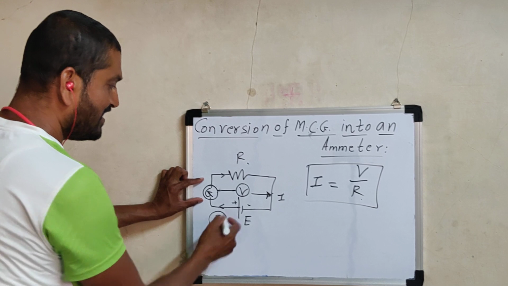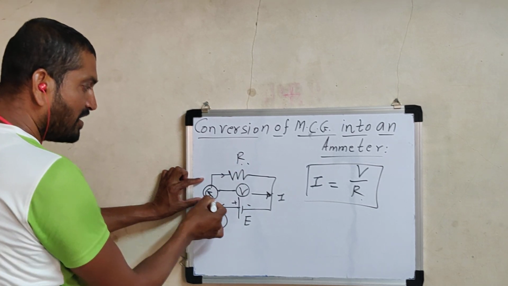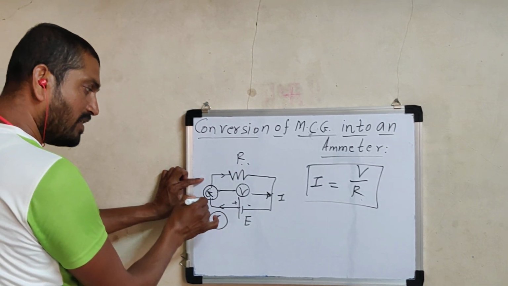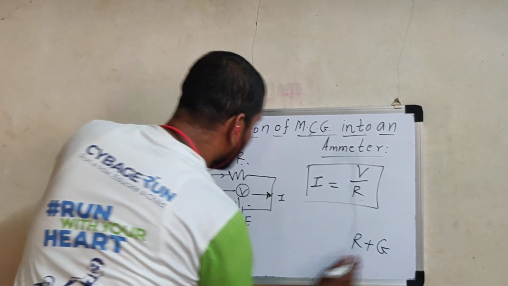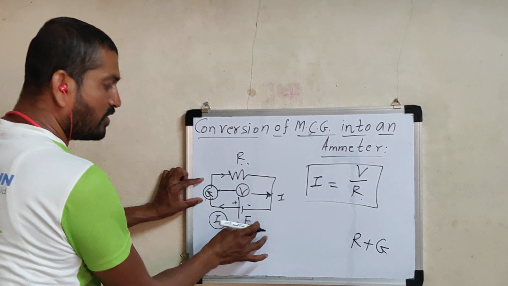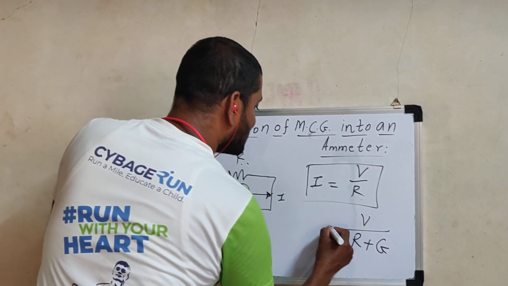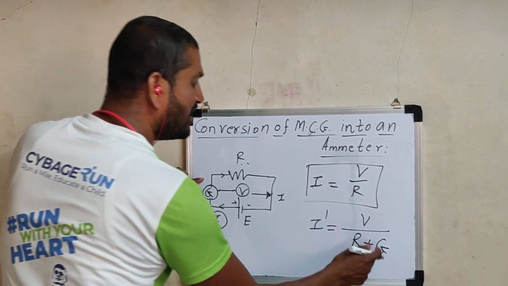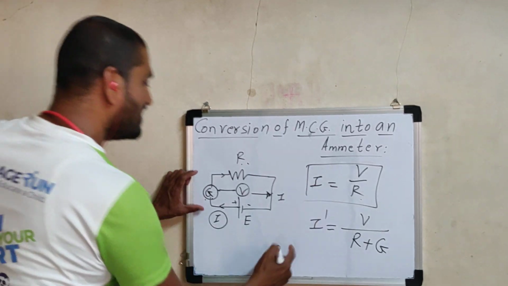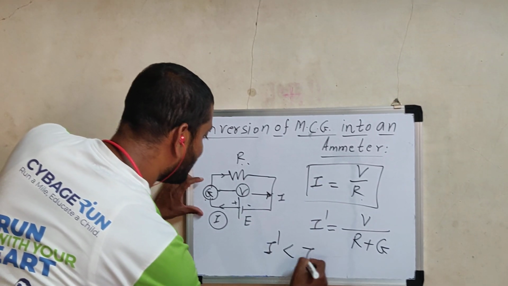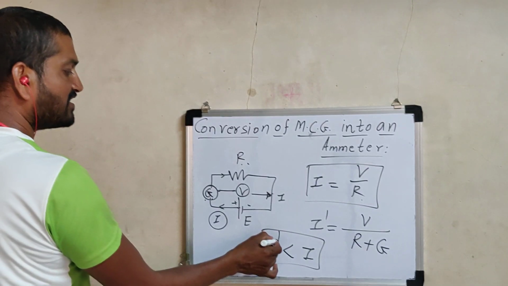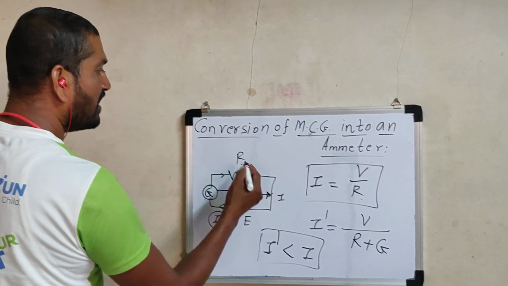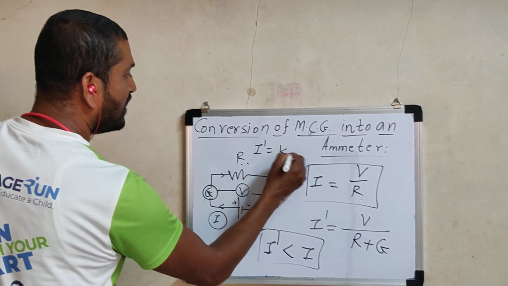Why is it reduced? See here, R is already there. When the galvanometer is introduced, it also has certain resistance, so the total resistance becomes R plus G. But the voltage remains the same because we are not changing the source, and hence the current will be I dash equal to V upon R plus G. It means here I dash will be less than I. When this device is used, only I dash current will flow, and we can calculate that I dash using the formula K into theta.